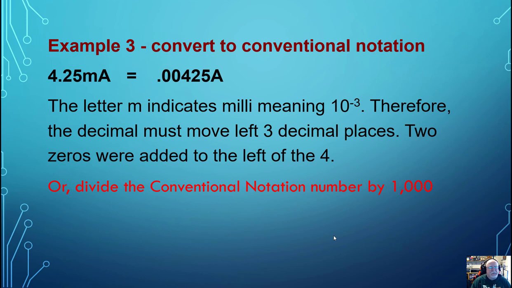Therefore, the decimal must move 3 places left. 2 zeros were added to the left of the 4. Or, if we just want to use math, divide the conventional notation number by 1,000 because milli is 1/1000ths, in the 1/1000ths range.